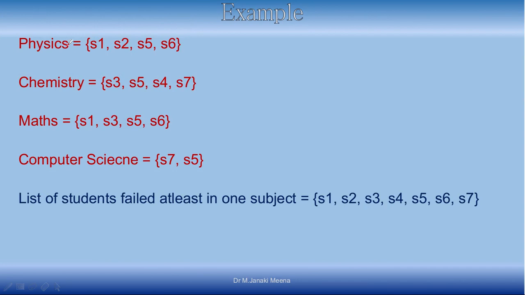For example, consider that in physics we have these failures, let us assume these are the names of the students: S1, S2, S5, S6. In chemistry you have S3, S5 is repeated here, you can see, S4, S7. In maths S1, who has already failed in physics, is there, S3 who has already failed in chemistry, S5 has also failed in chemistry, and S6 has failed in physics, right? So they are the failures of maths. Similarly in computer science we have S5 and S7. So when you want to identify the failures of the examination, it's only 7 and there are 7 students as listed out.